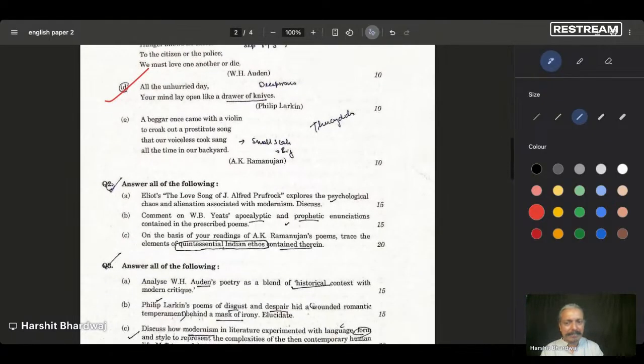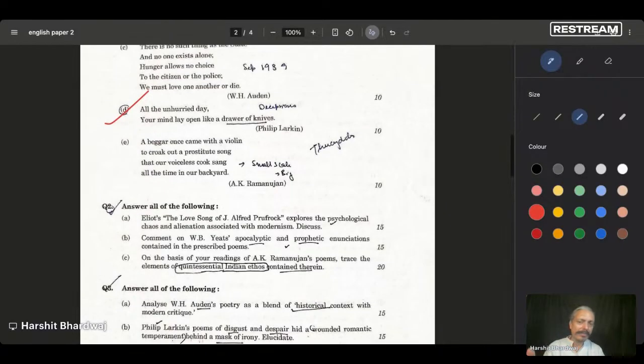So now this is a lottery. Maybe you'll get lines which are from a poem that you know well, but you have to read all the poems, all the thematic context of each poem, and once you've done it, you never forget. That's the good thing about literature.